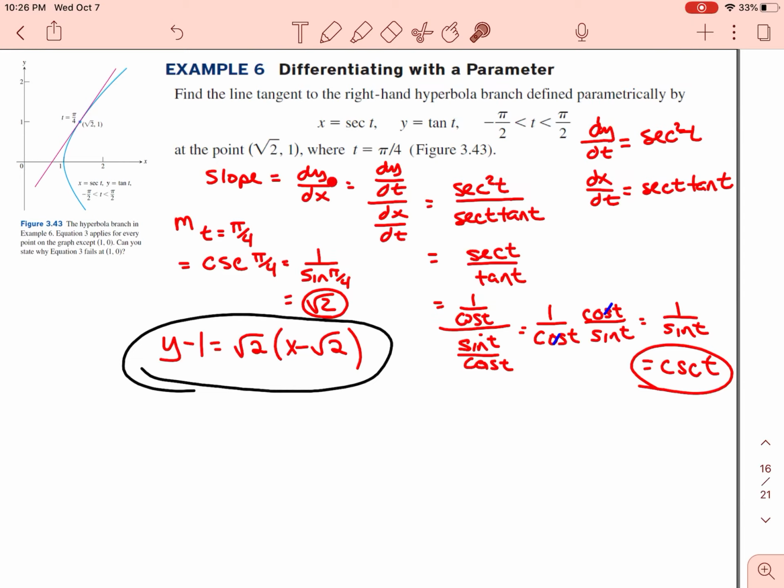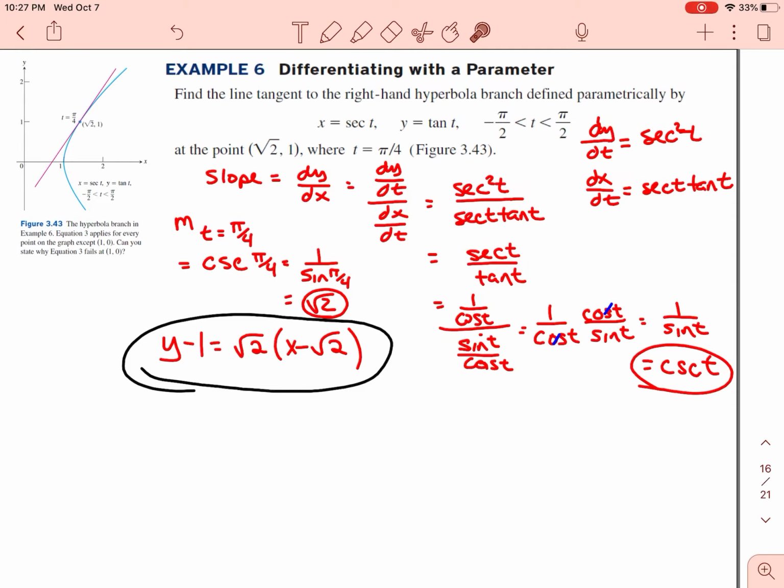What is the slope? The slope is dy/dx, just like it's always been, no matter whether you're in parametrics or not. The slope is dy over dx, change of y over change of x. How much does y change compared to x? Well, we learned that from parametrics equals dy/dt over dx/dt. And dy/dt is the derivative of y with respect to t. Derivative of tangent is secant squared. And dx/dt, the derivative of secant, is secant t tangent t. So it's going to be secant squared over secant t tangent t. One of the secants cancel, and you're left with secant t over tangent t.